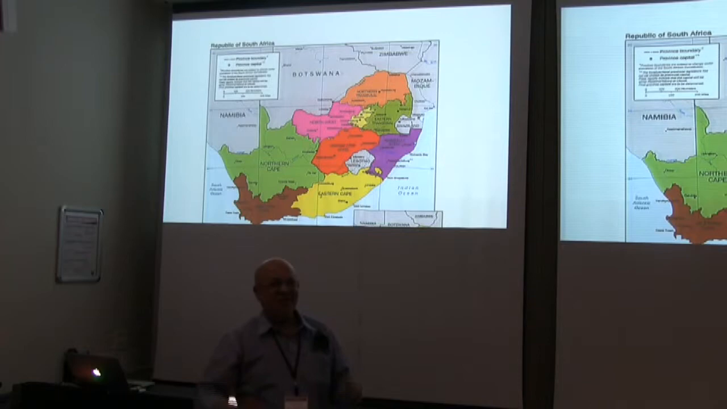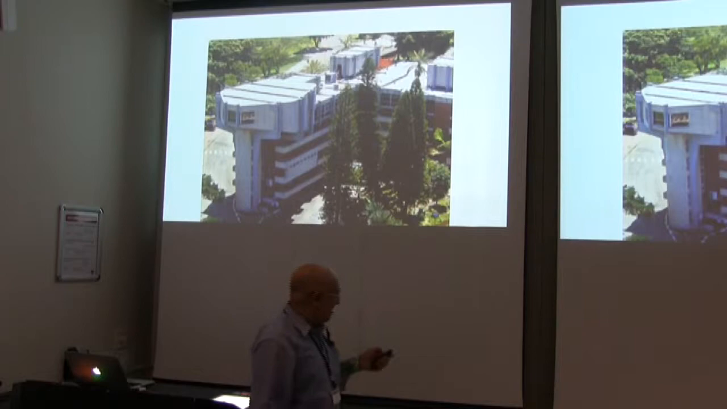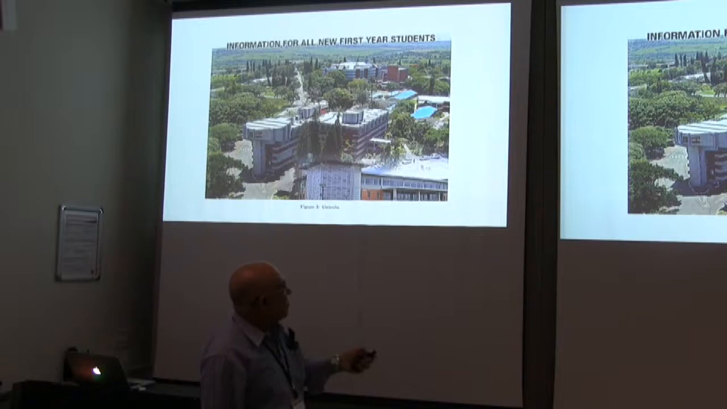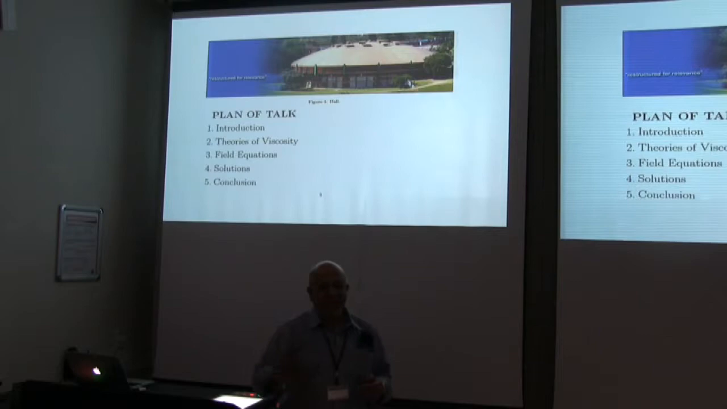Some pictures of our campus. Sorry, this one is not very clear, but this is our main administration building. Here's a bigger picture of the campus. We also have a nice library, and we also have a really nice big hall where there are big functions and so forth. In total, the university has about 17,000 students.